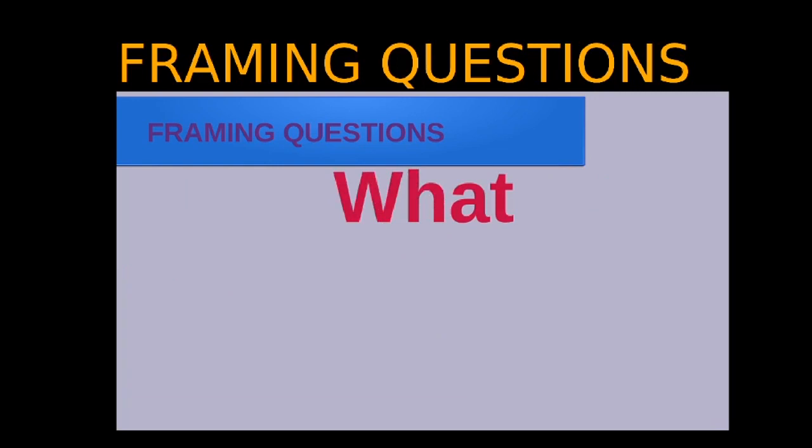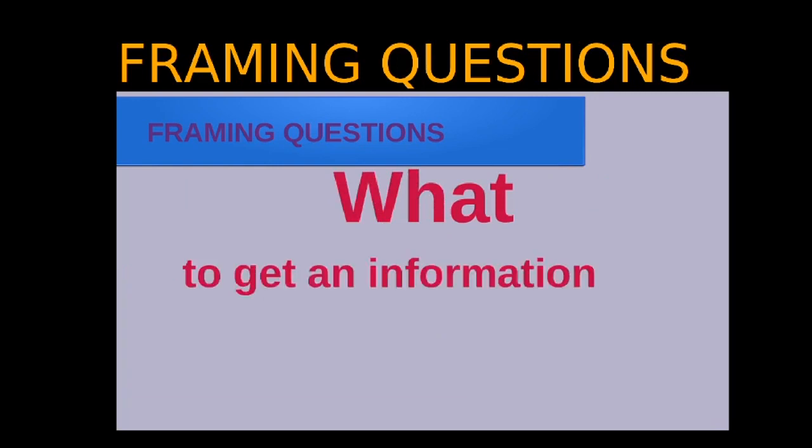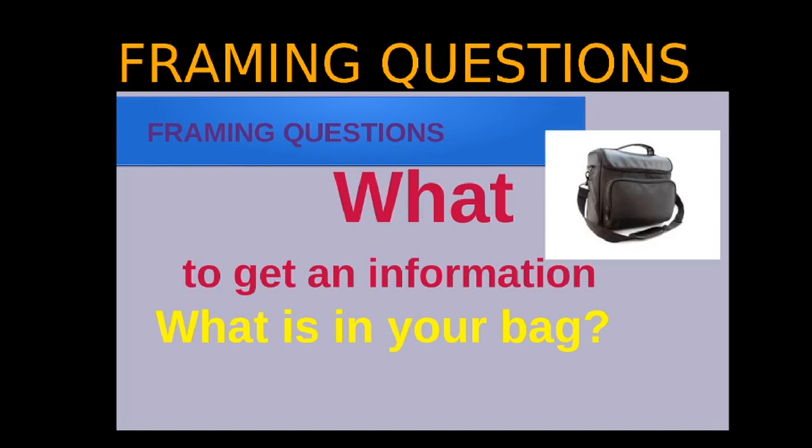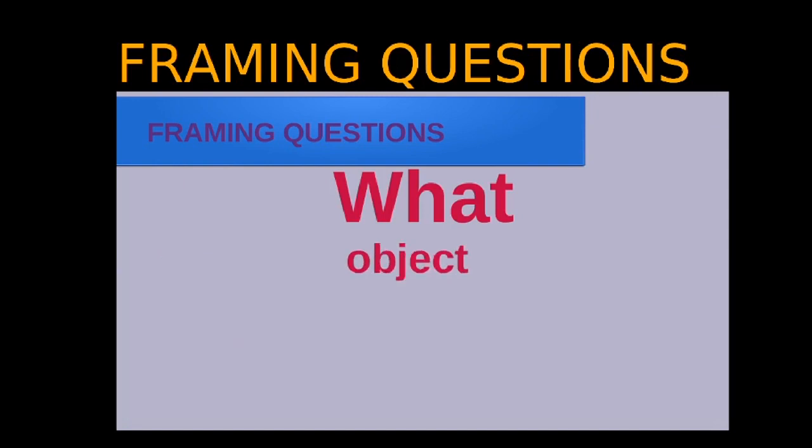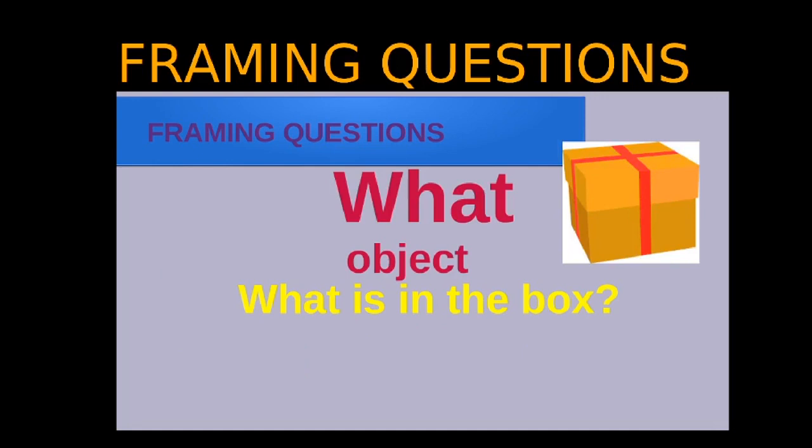So coming to the first one, what. What is used to get information. So what is in your bag? So here the information can be an object, an idea, or an action. So coming to object, what is in the box? So you find the box. In the box is the object.